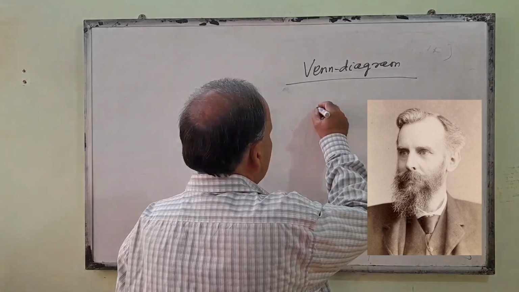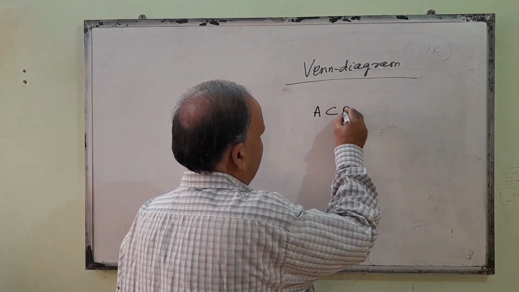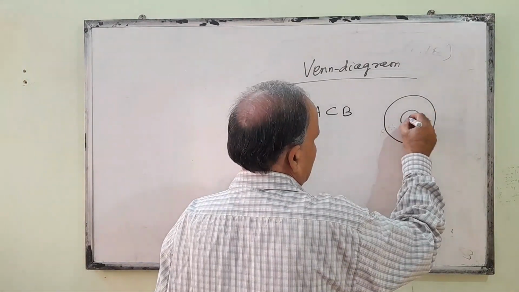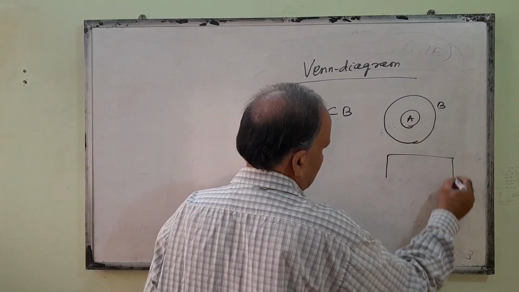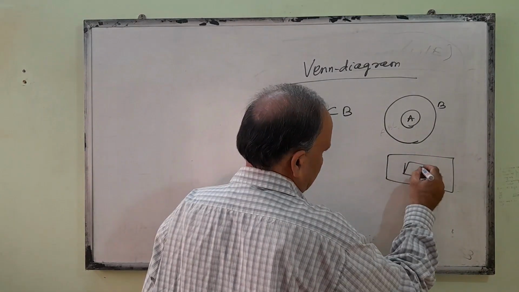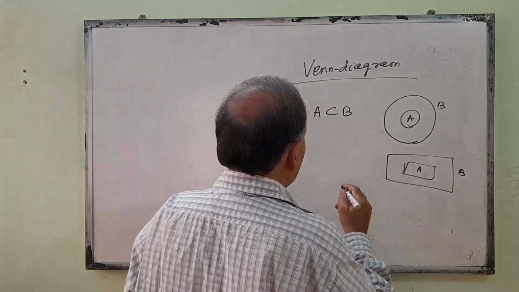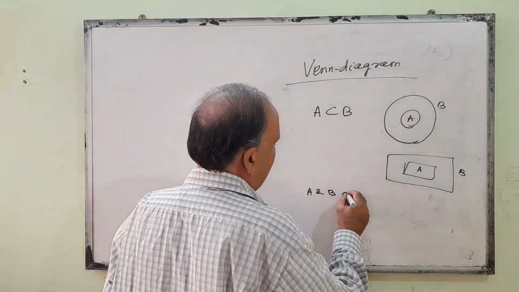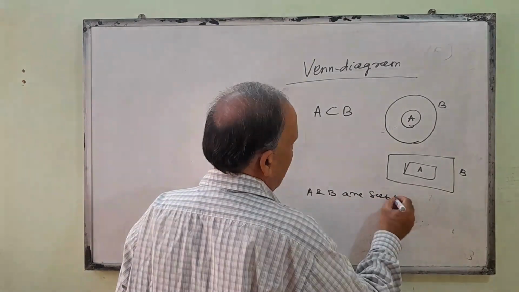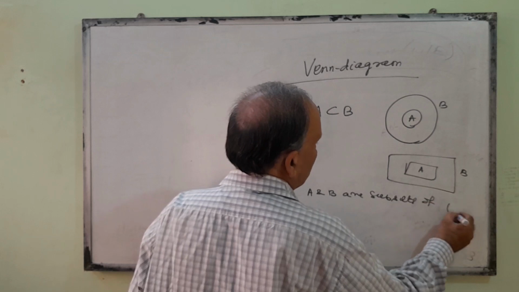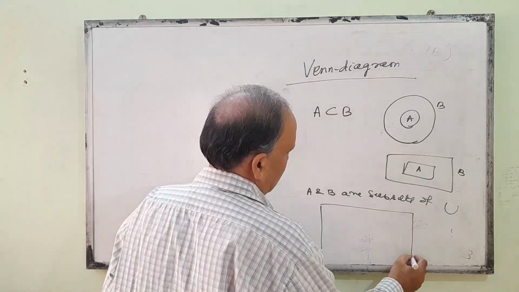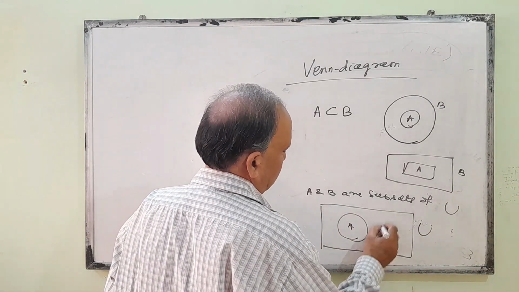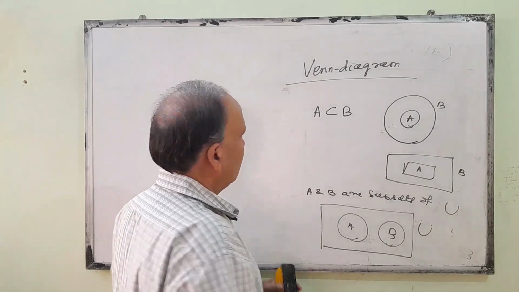Suppose you say A is a subset of B. You can draw a diagram like this. A is the subset of B, or you can write it like this also. Suppose I say A and B are subsets of U, the universal set. You draw the universal set like this, U. Here you take A and here you take B. Here A and B are subsets.